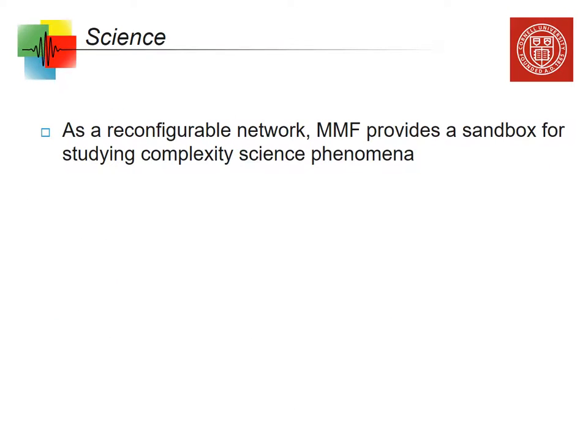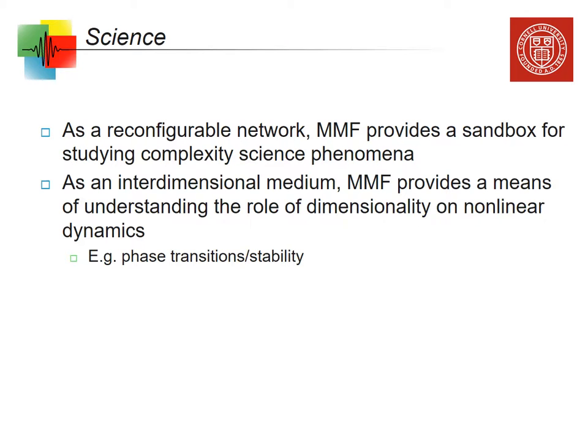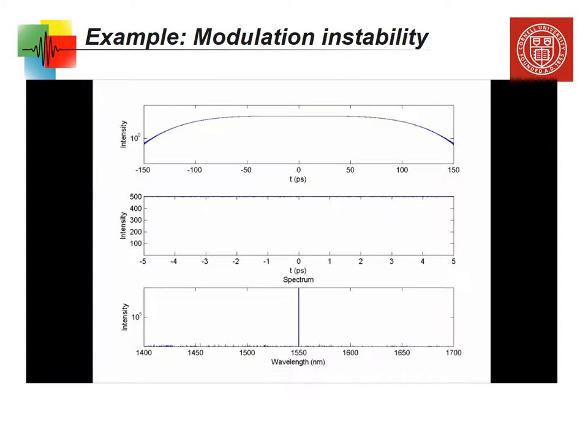In addition to that, because we have a reconfigurable network, of course, we have a sandbox for understanding complexity science. I think maybe that's more realistic, but I'm not going to say that we're never going to see a neural network multimode fiber computer or something similar to that. In addition to complexity science, though, we have this interdimensional medium to think about. And we have a way of controlling the dimensionality of the system to understand the nonlinear dynamics and to understand the physics. That's a very interesting aspect of this, and I'm just going to give you an example in terms of understanding phase transitions and phase stability.